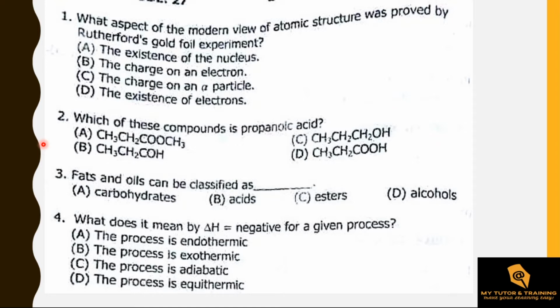The same is true for C. It is having an alcohol functional group. And choice D is the correct answer, which is CH3, CH2, C double bond OOH. Therefore, propanoic acid is an acid with 3 carbon atoms and carboxylic functional group. And the next question is question number 3. Let's come to third question.